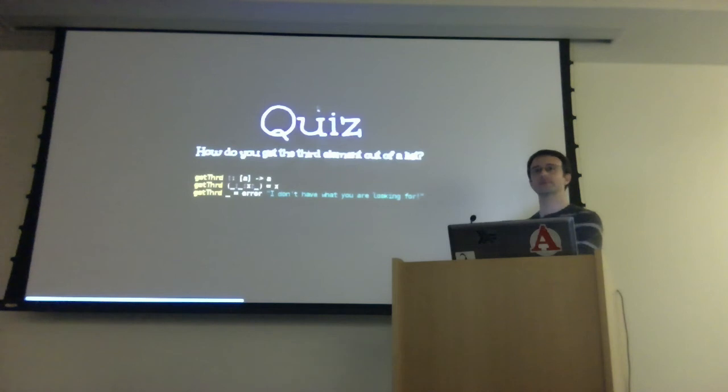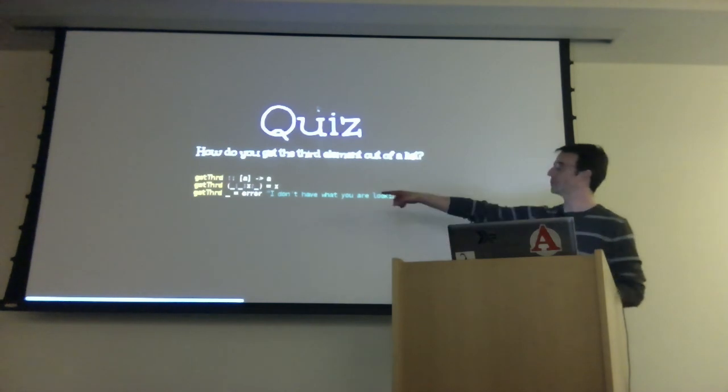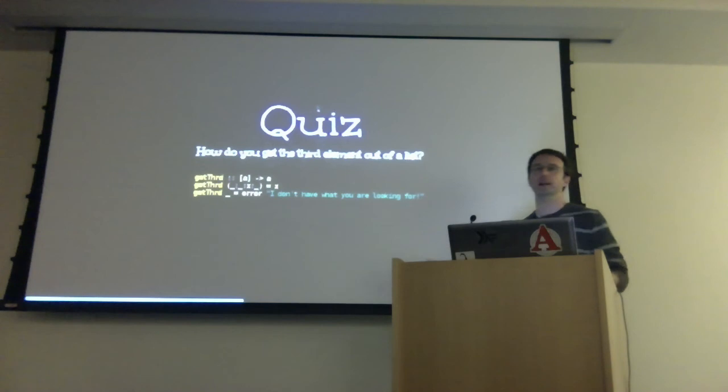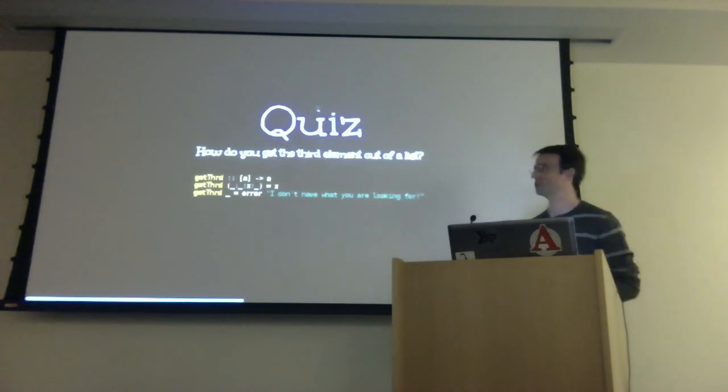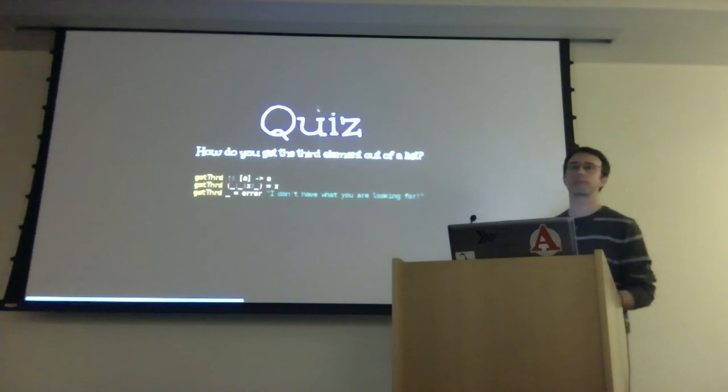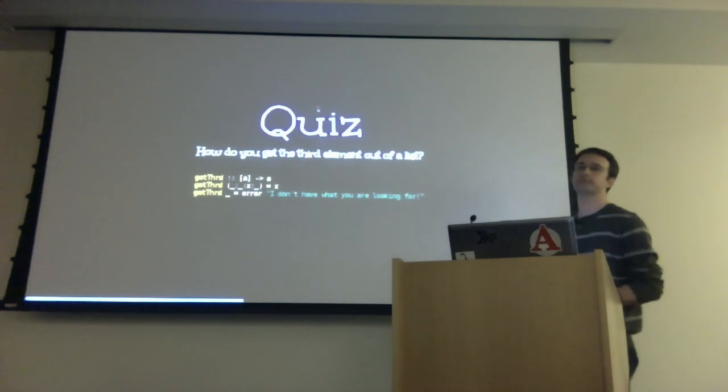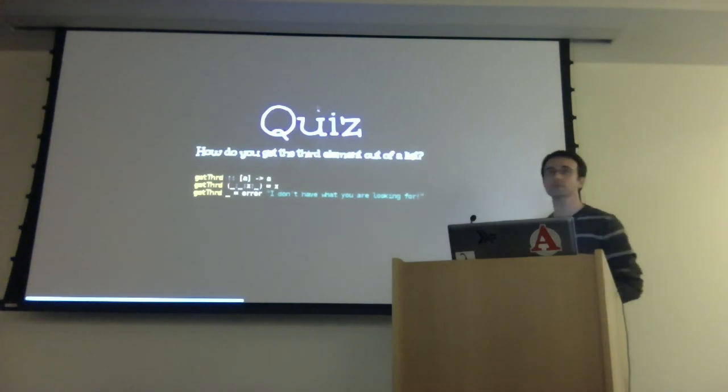The underscore on the bottom line, is that just any pattern that hasn't already been matched? Right, exactly. That's just saying, for anything else, it'll match any list that is not at least size 3. Right, so this matches anything else. Okay, so you would commonly have that as the last one? Right. And if you didn't have it last, it would eat everything, right? Yeah, if I put that first, I'd always get an error. Okay.